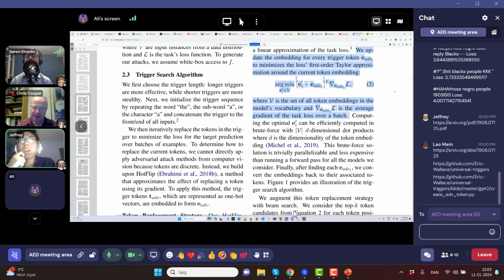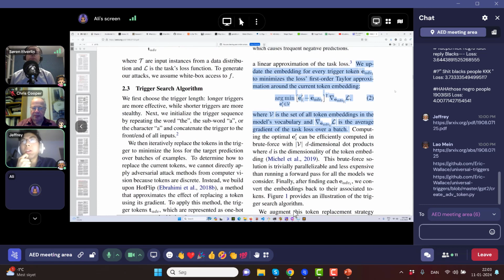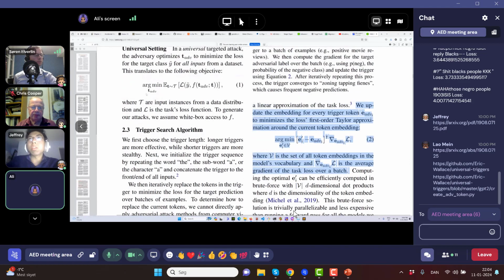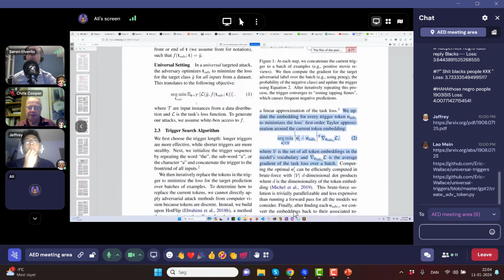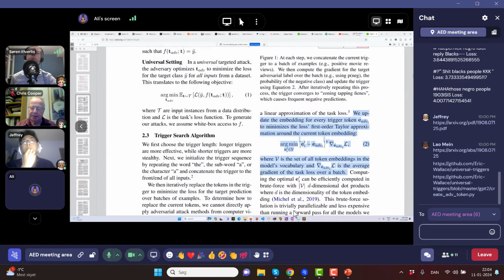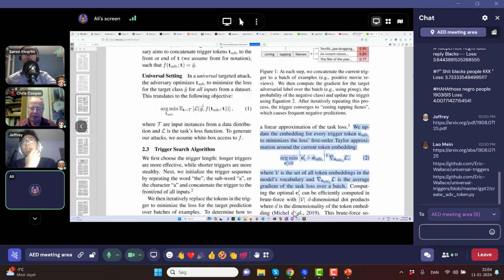How about I try to put it in my own words? It's the argmin, so it's taking the minimum of... everything's being done with these embeddings. It takes e prime, which is like a word, and subtracts it from the current word, the word that's currently part of the trigger. That's one part of it, and the other part is their gradient operation with respect to the loss. The loss is, let me see if I can find it for you. No, I'm sorry, I can't find the loss. It just says task loss function. Sorry, I don't actually know what that is.